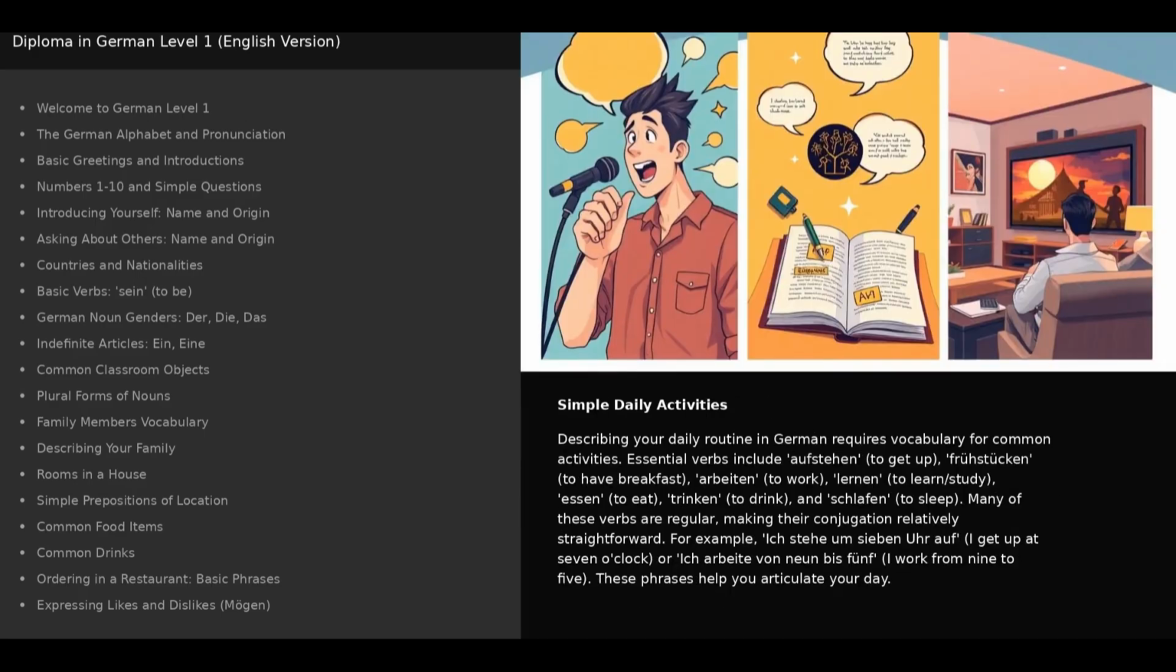Simple daily activities. Describing your daily routine in German requires vocabulary for common activities. Essential verbs include aufstehen, to get up, frühstücken, to have breakfast, arbeiten, to work, lernen, to learn or study, essen, to eat, trinken, to drink, and schlafen, to sleep. Many of these verbs are regular, making their conjugation relatively straightforward. For example, ich stehe um 7 Uhr auf. I get up at 7 o'clock. Or ich arbeite von 9 bis 5. I work from 9 to 5. These phrases help you articulate your day.